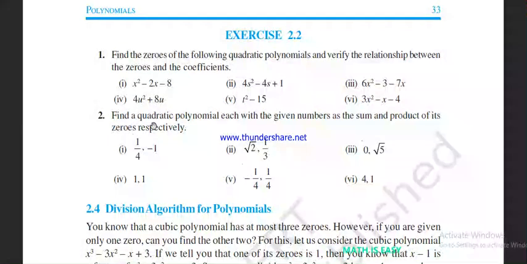This second question we will discuss maybe in the next class. Okay, and the division algorithm for polynomials, this topic is removed from the syllabus, deleted. So a few more examples are there. We'll solve those questions later on.